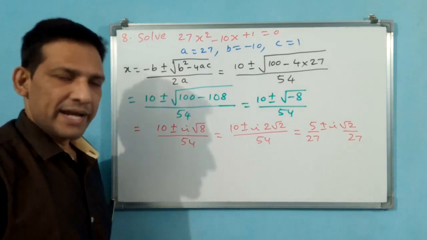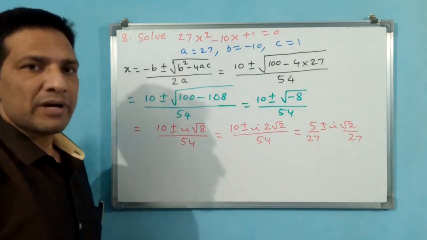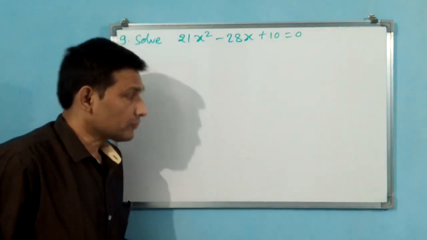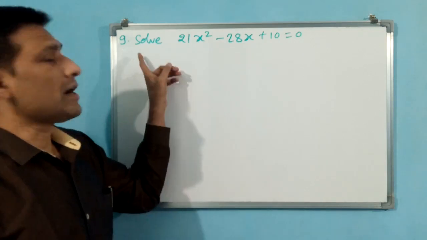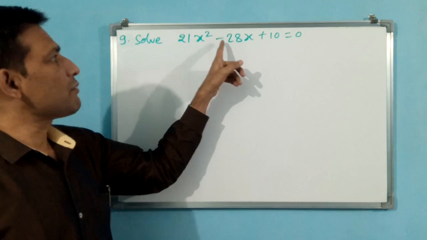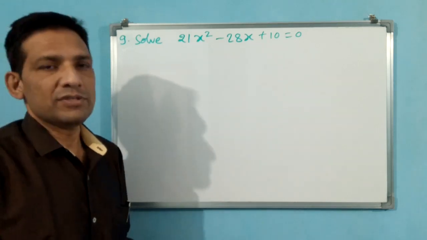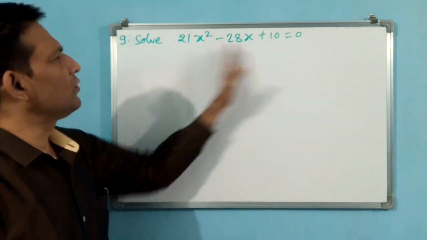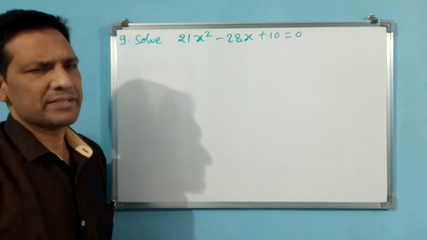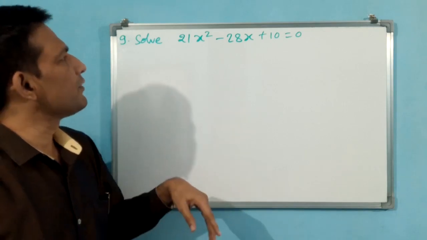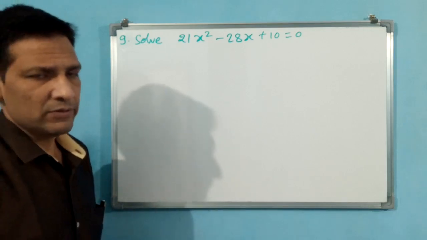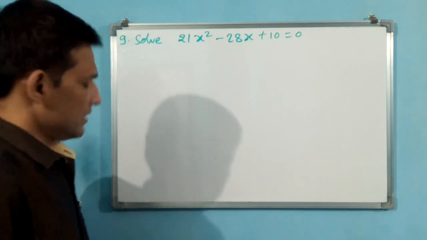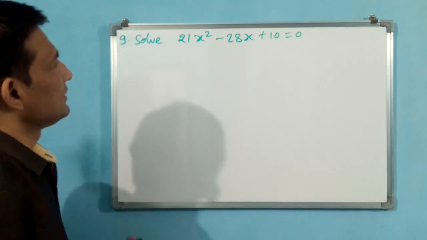This is question number 8. Let us go for question number 9. See the 9th question. Solve 21x square minus 28x plus 10 is equal to 0. Here also no denominator separate is there. All denominators are 1 only. Then easily you can first take A, B, C values. Then you substitute. Okay. Let us take A, B, C values.